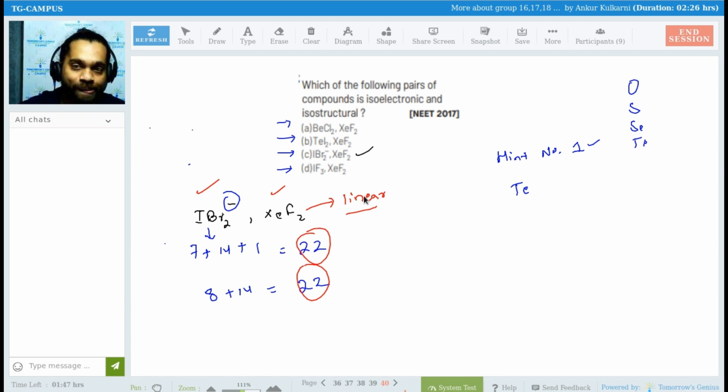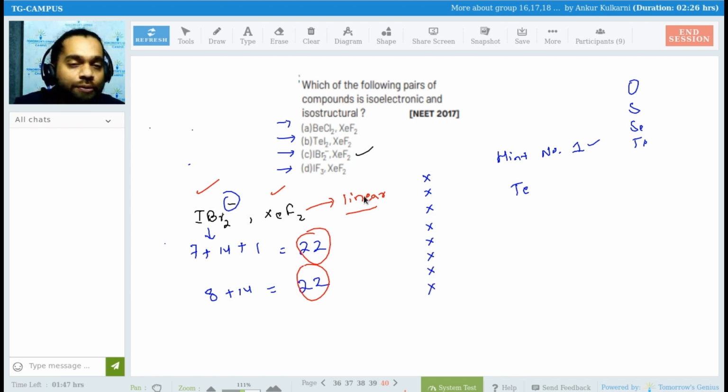Sir, for IBr2 minus, 7 valence electrons for iodine. We are also adding one for the minus symbol, so that is 8. And for bromine it is 2 into 7, 14, sir.